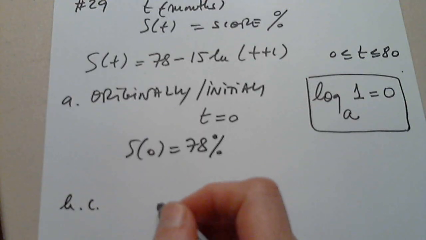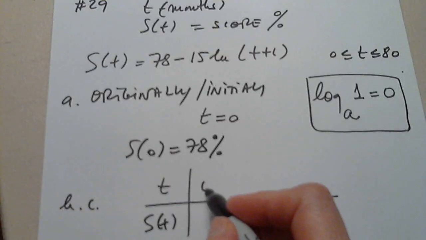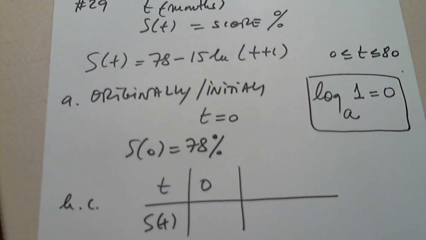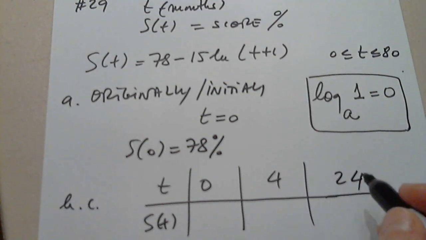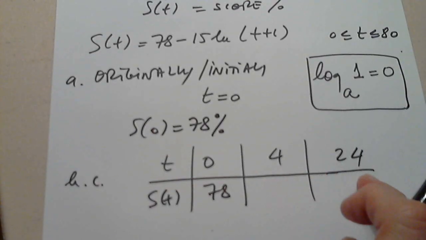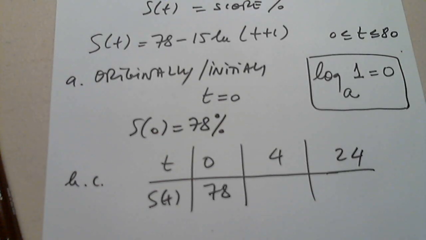B and C. So we have t and S of t. I'm going to put the 0 also in there. They want 4 and 24. So at 0 we found 78%, and let's see what happens at 4 and 24. This is no differentiation yet, just plain algebra. So I'm going to put it in the graphing calculator.